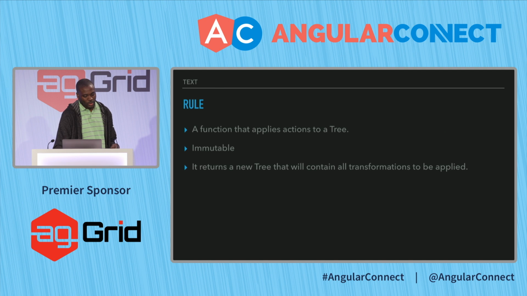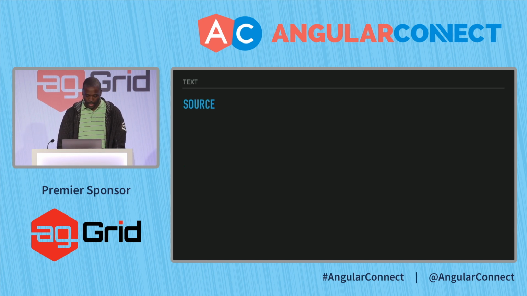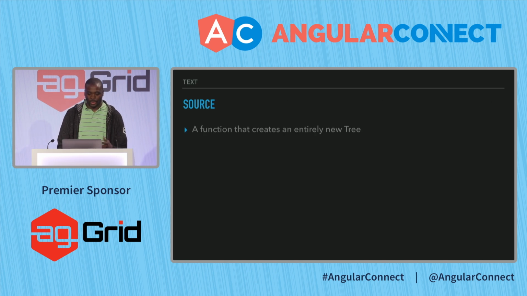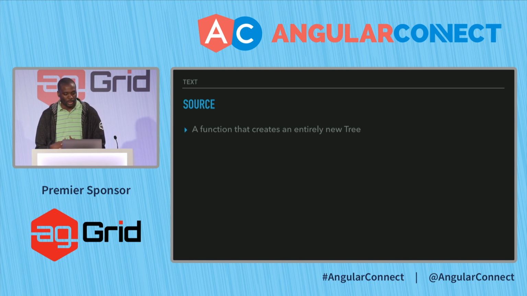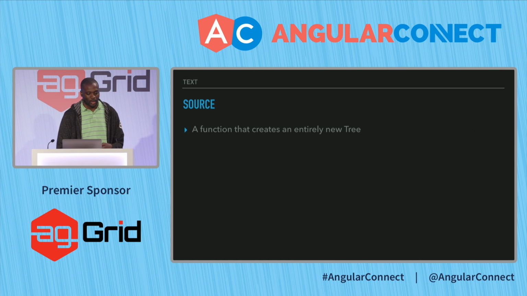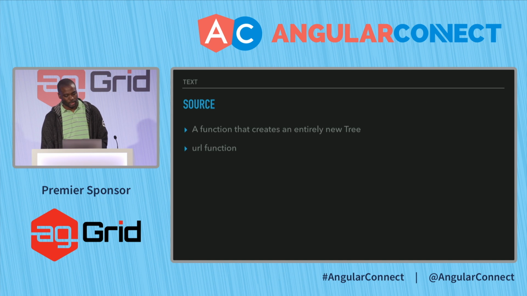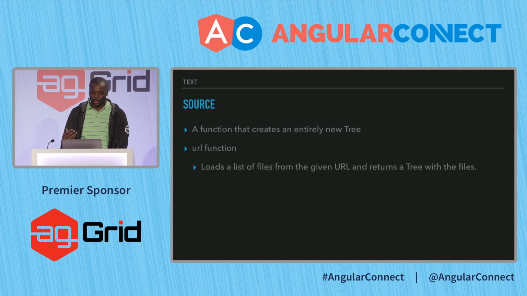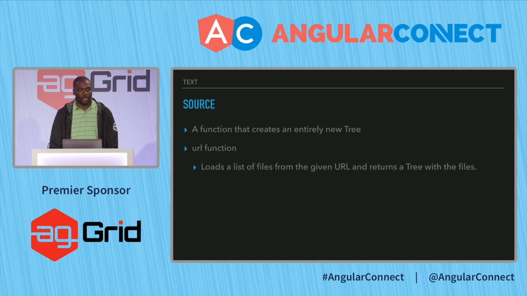So it will contain all those transformations that are to be applied when you're writing a rule to apply against a schematic. Next is a source. So a source is a function that creates an entirely new tree. This could be from an empty file system. You could read in existing files that are bundled in your schematic. These are considered sources. So a URL is one of these sources, and it just reads in files that are loaded in from a given file or given URL and returns a tree with those files.